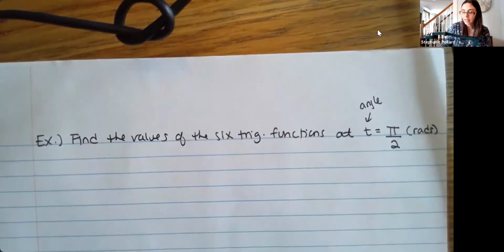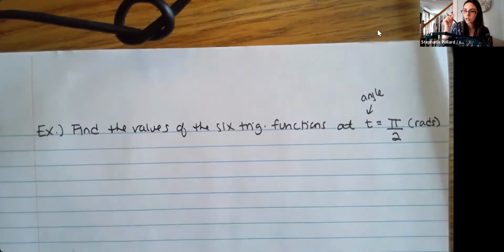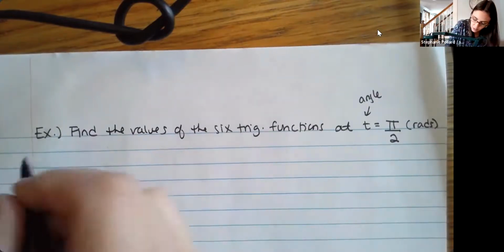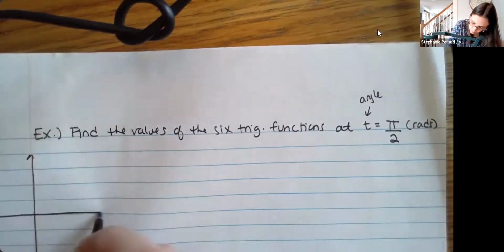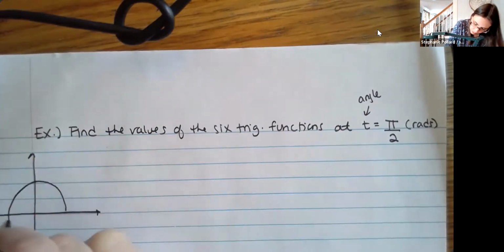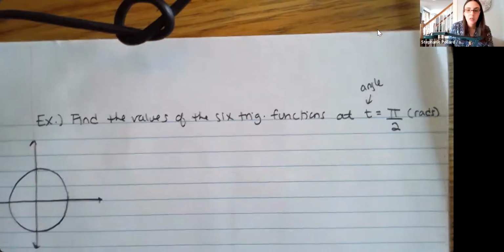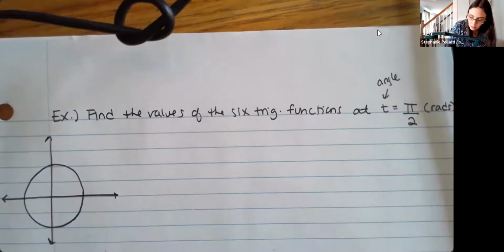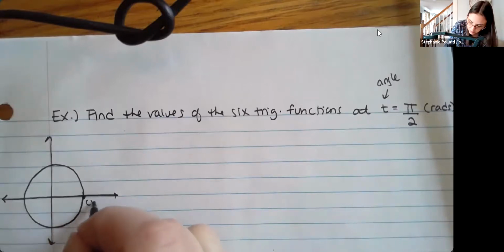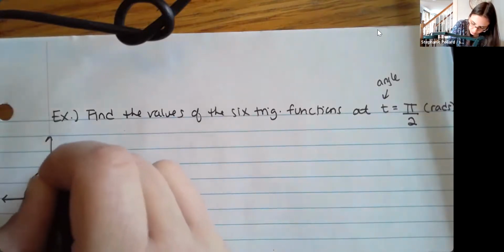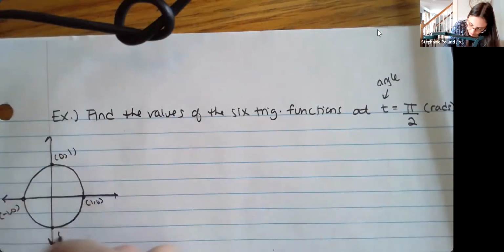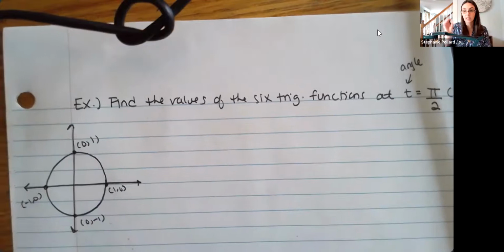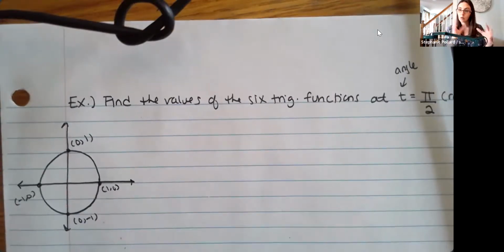So here, I don't have the point, which is what I need to answer this question. So I'm going to draw the picture. And you want to remember that you're working with the unit circle. So in all these cases, it's the unit circle, meaning your radius is 1. So this is the point 1, 0. This would be 0, 1, negative 1, 0, and 0, negative 1. So your radius is 1. So keep that in mind. If you have to draw your own picture, it's always going to be the unit circle for the trig functions.